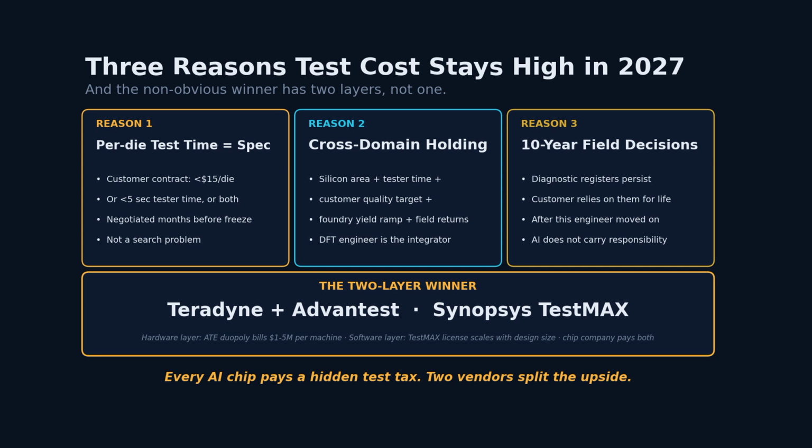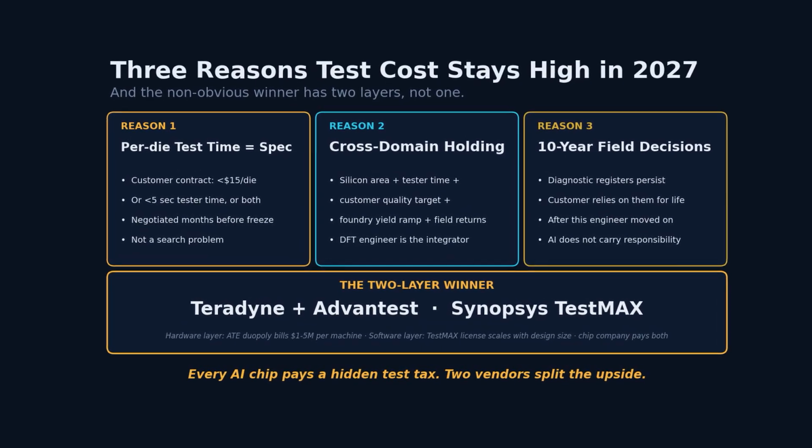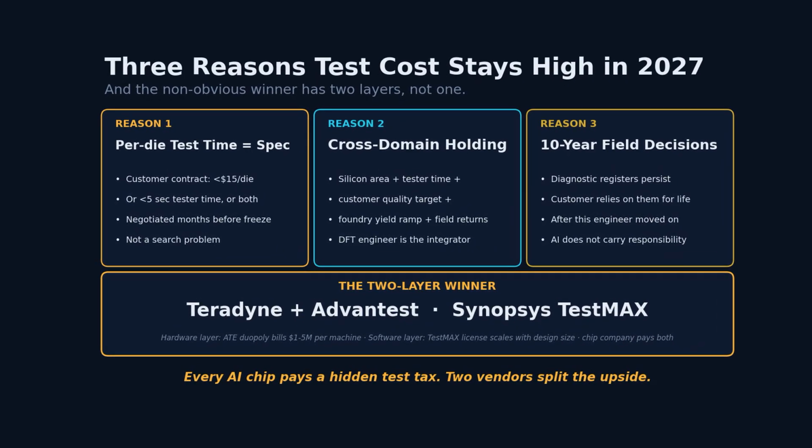Reason 2. Cross-domain context again. Silicon area cost, tester time cost, customer quality target, foundry yield ramp curve, field failure return rate. The DFT engineer is the only person who holds all 5 in working memory. Reason 3. Customer-facing decisions persist for the product lifetime. The diagnostic registers the DFT engineer picks today will still be the way customers root cause failures 10 years from now, after this engineer has moved to the next program. AI tools do not carry that responsibility.